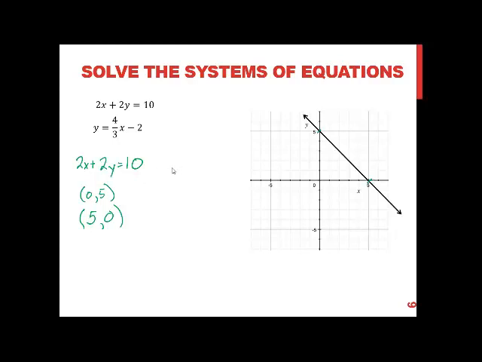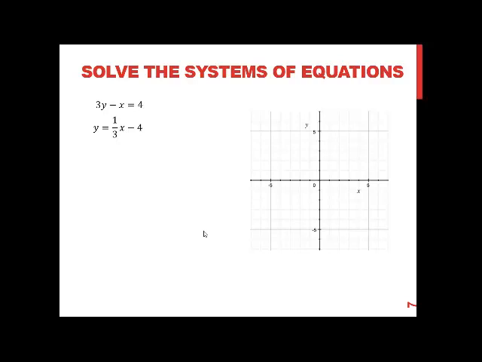Okay, y equals 4/3 x minus 2. Since this is in slope-intercept form, I'm going to use the slope and the y-intercept to graph this. I know that 0, -2, my y-intercept, is a point on this graph. I also know that because of the slope, if I go 4 up and 3 to the right, rise over run, I will find another point on this graph. So 1, 2, 3, 4 for my rise, 1, 2, 3 for my run, and there's my line. And once we've identified the point at which they cross, we see that that is at 3, 2. So that is the solution to our system of equations.